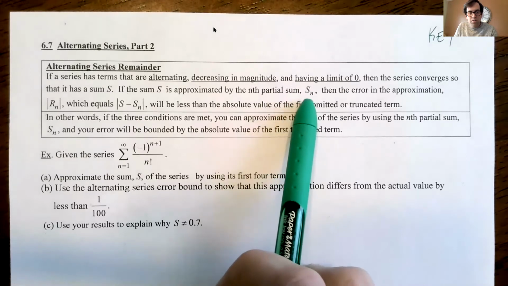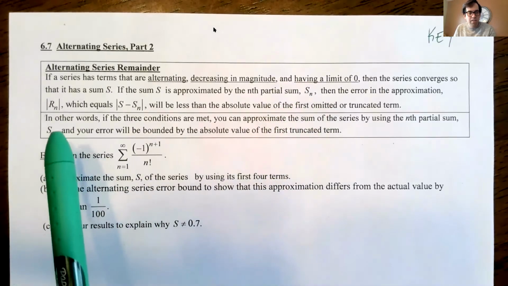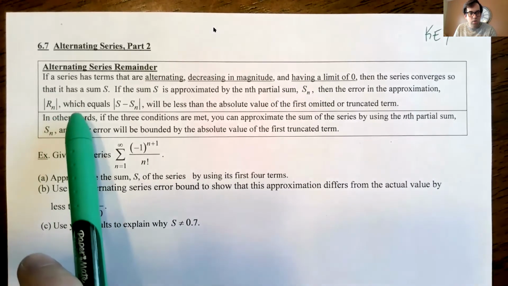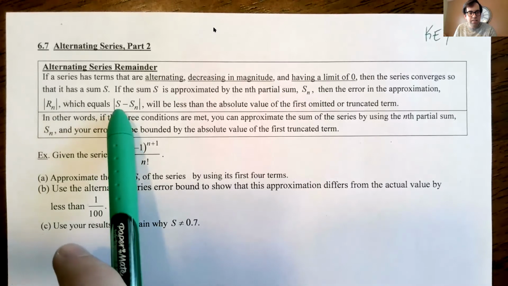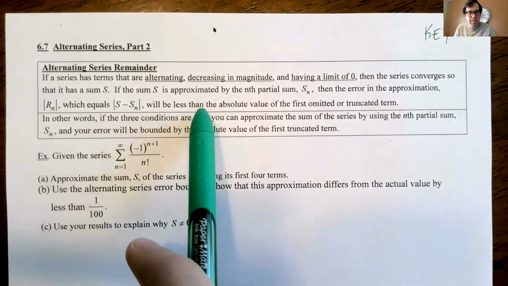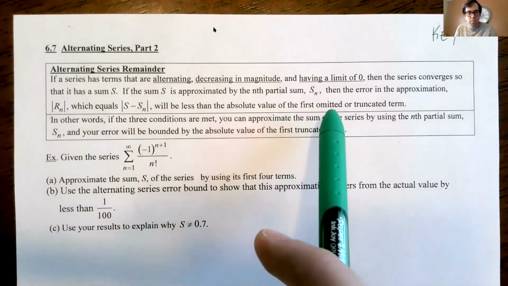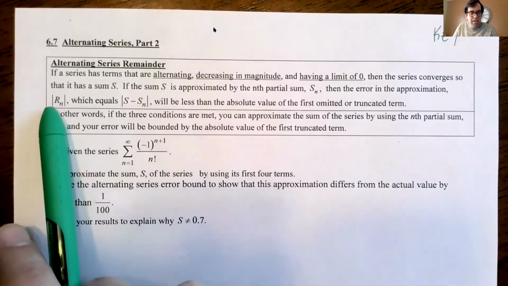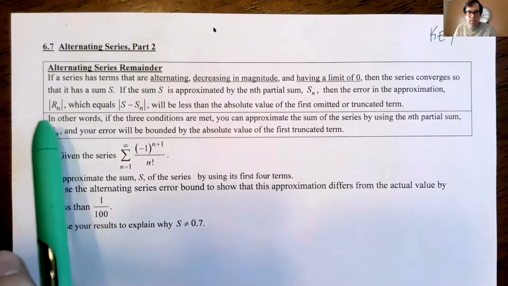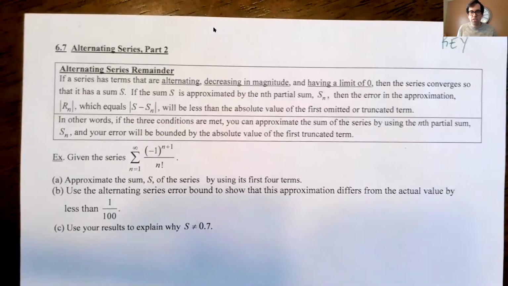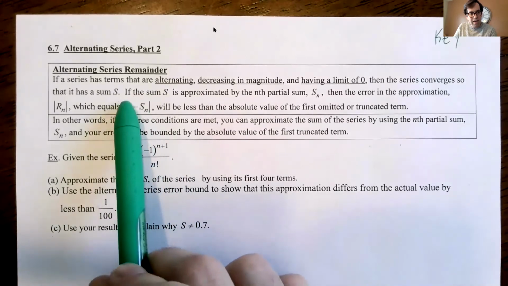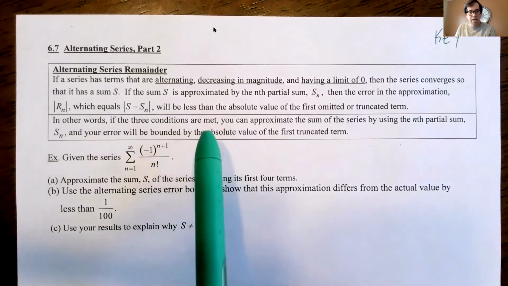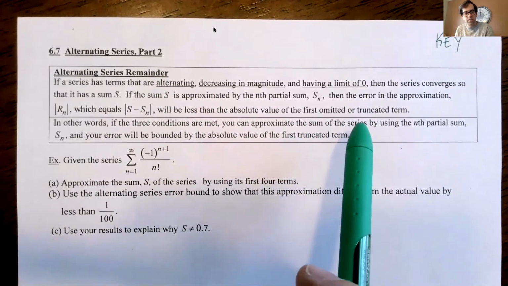And if we have some partial sum, then the error in the approximation, absolute value of R sub n, which equals absolute value of S minus S sub n, will be less than the absolute value of the first omitted or truncated term. This capital R here stands for remainder. So basically what we're saying is that the error in our approximation, or the difference between the actual sum and our partial sum, is less than the absolute value of the next term in the series.